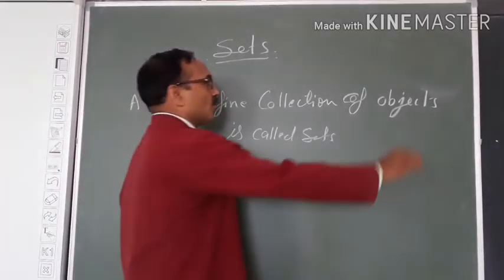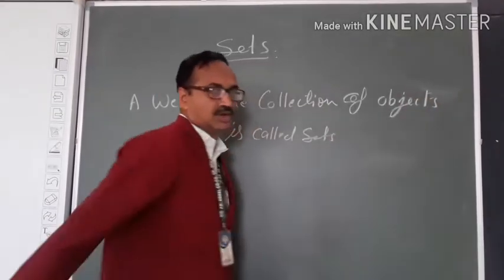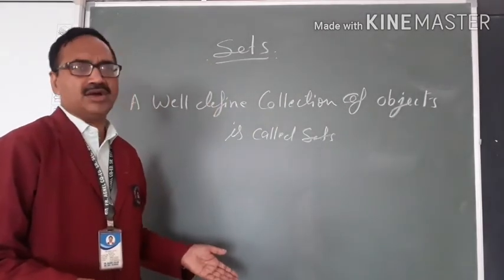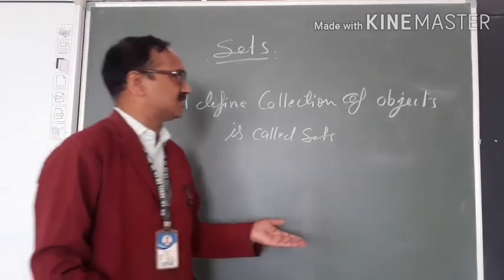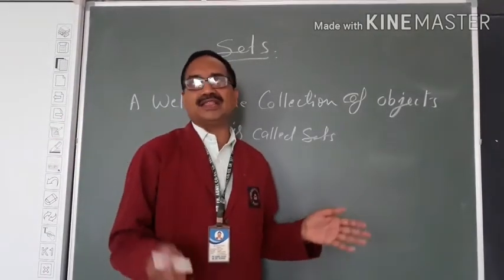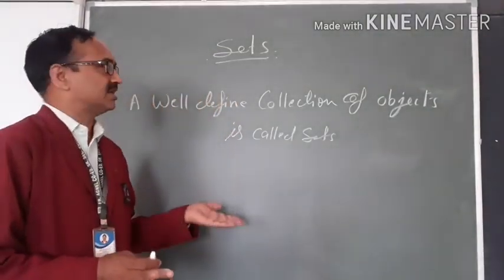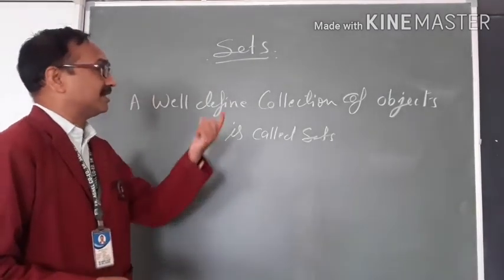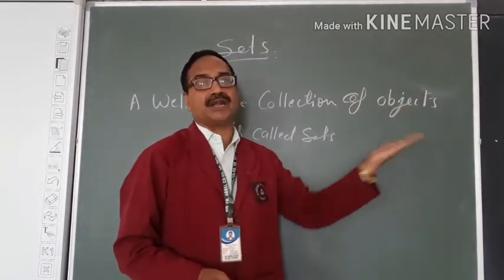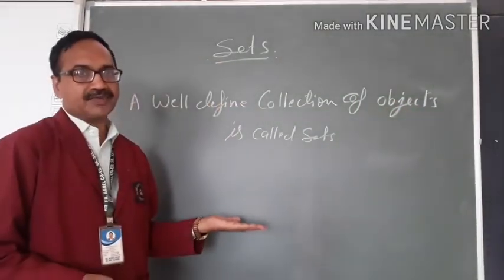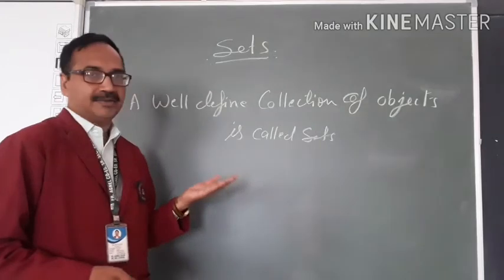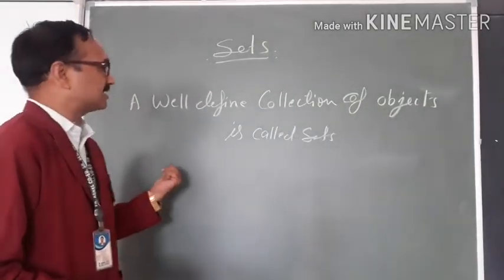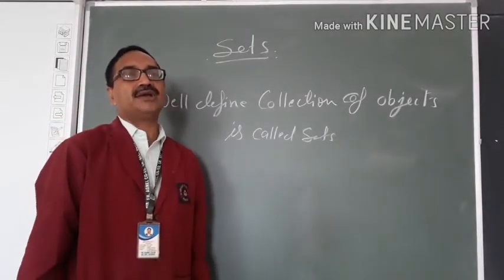So first we know what objects are. All the living and non-living things are called objects. In English you have already learned this. So the well-defined collection means that the objects have a particular definition. If objects have a particular definition, then it is called well-defined. So a well-defined collection of objects is called a set.